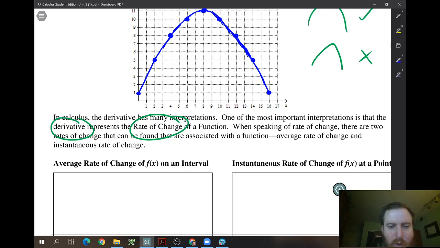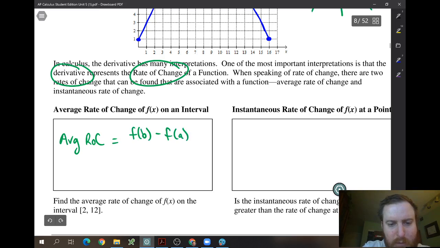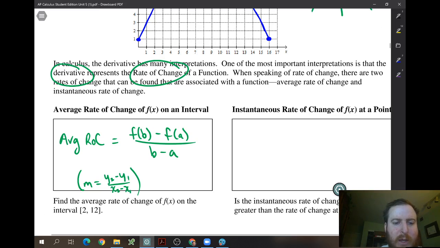An average rate of change is more similar to what we saw in Algebra 1 and Math 1. And so the average rate of change of a function is going to be equal to f of b minus f of a divided by b minus a. And in Math 1 or Algebra 1, we called this m equals y2 minus y1 over x2 minus x1. So this is kind of like the calculus way of writing it. We'll be using f of b minus f of a. Those are our y values. Over b minus a, those are our x values. And so what the average rate of change represents is the slope of a secant line.